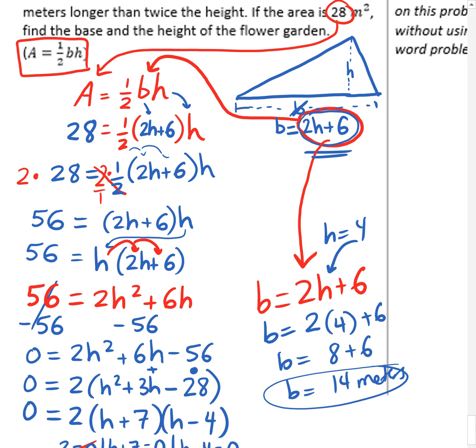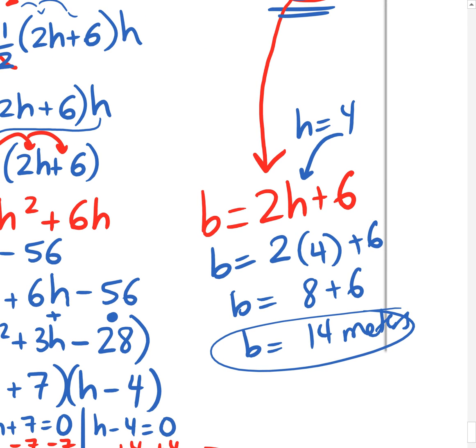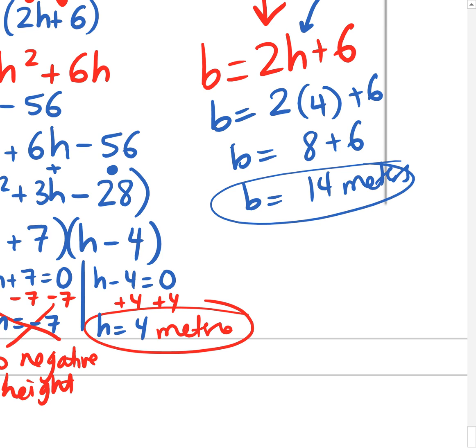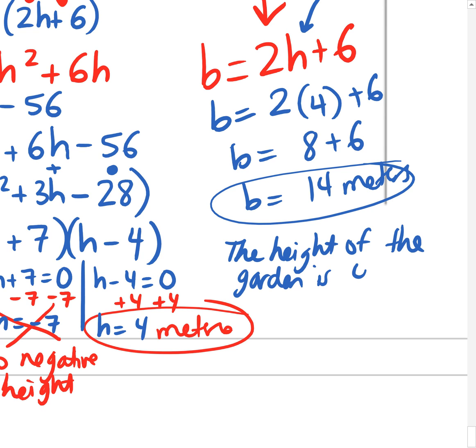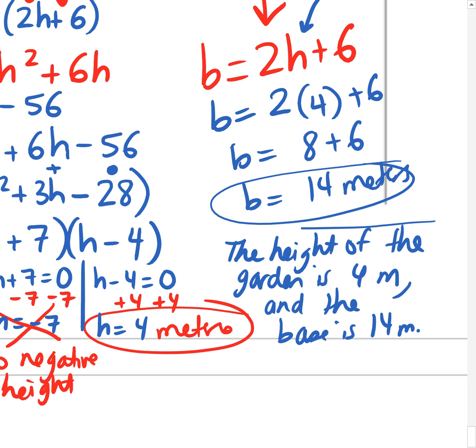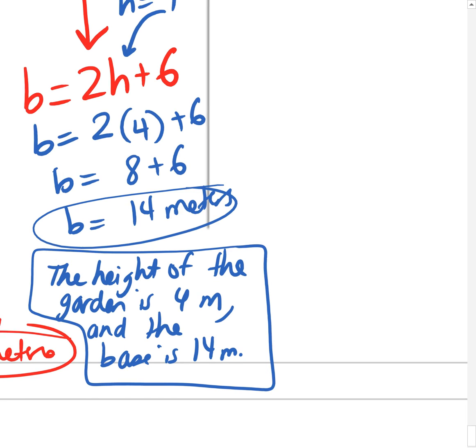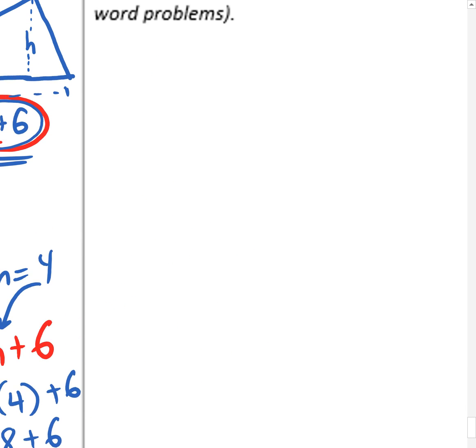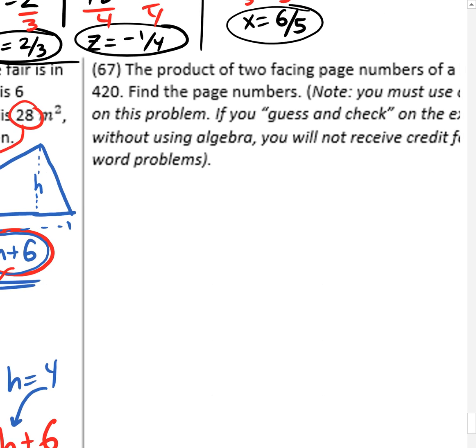Alright. So you know how it goes, we should put this in a sentence since it's a word problem. The height of the garden is 4 meters and the base is 14 meters. You can abbreviate, especially units like meters. Don't feel bad about that. That's fine. Whew, it's tricky. Okay, let's try this one.